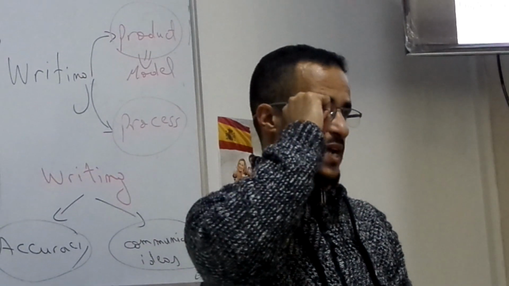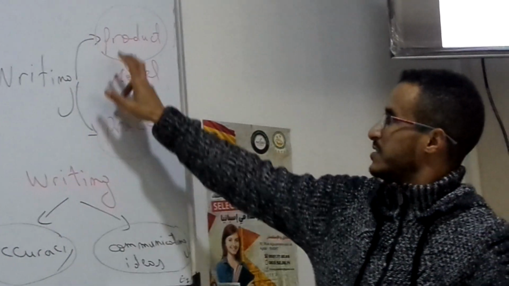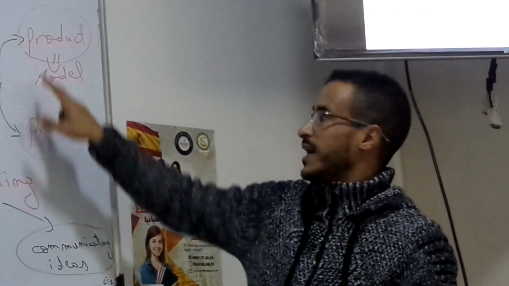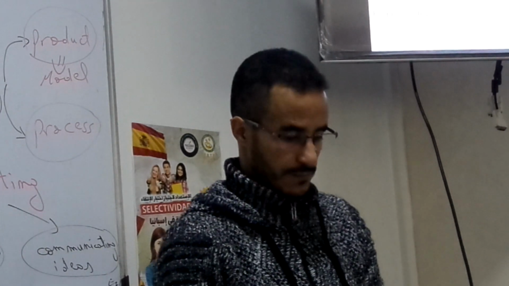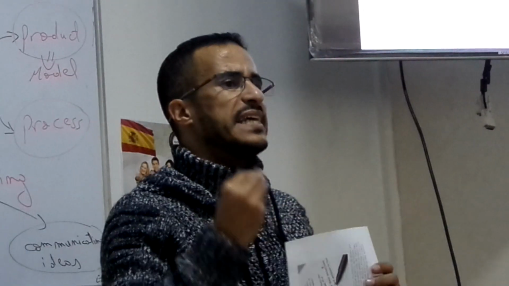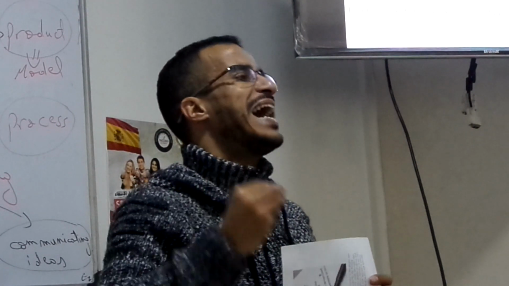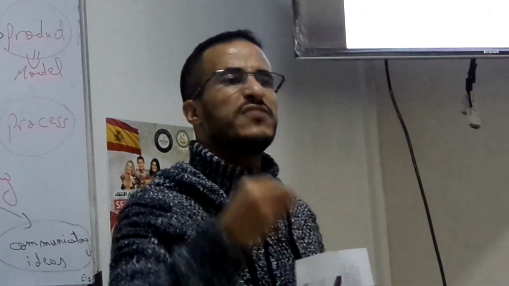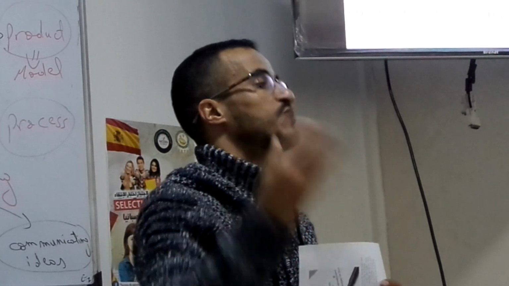Good. We said that when you are teaching writing, you have two ways. You can teach writing as a product or as a process. As a product, it's easy. From the very beginning, what do you give them? A model. Finish. What is a model? It means you give them the final draft. What's the final draft? It's the final product.